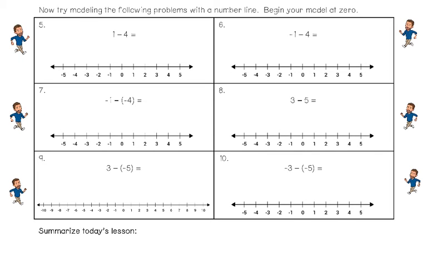So let's go ahead and go over number 5. It says begin at 1. The first number is always the number that you start at. So I'm going to go ahead and put Mr. C on the 1. Remember, until I tell you otherwise, we're facing left to right.